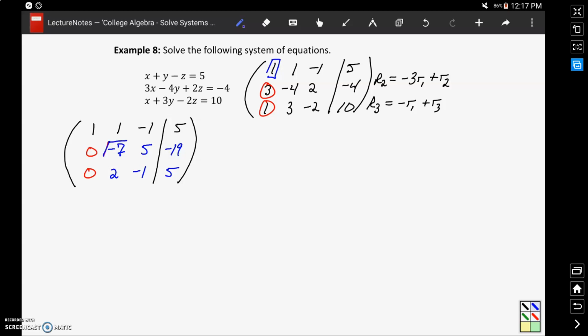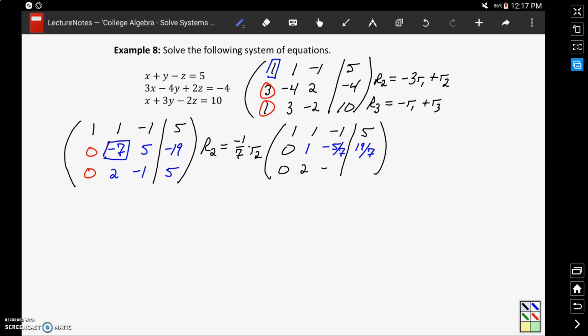Now what we'll do is look at updating row 2, column 2 to become a 1. In order to do that, we'll take -1/7 times all of our values in row 2. That 0 will remain unchanged, but our remaining values will become 1, -5/7, and +19/7. Then all values in row 3 will remain completely unchanged.